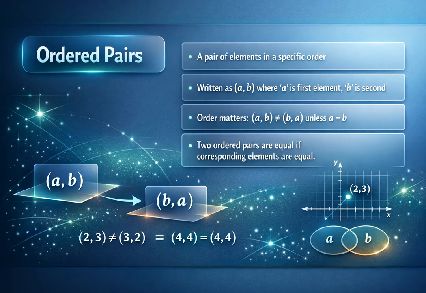Let's start with ordered pairs. An ordered pair is simply two elements written in a specific order, like (a, b). The key point is that order matters. The pair (a, b) is different from (b, a) unless a equals b. Two ordered pairs are equal only when their corresponding elements are equal.